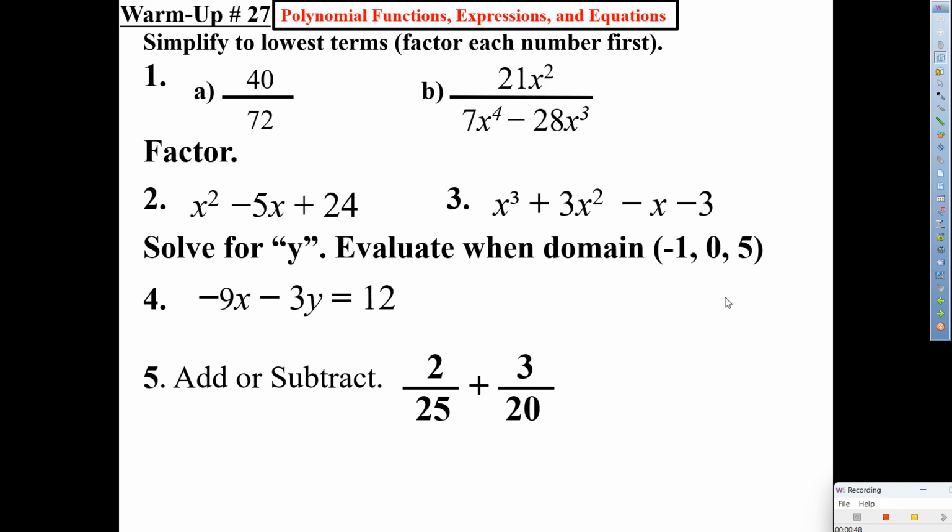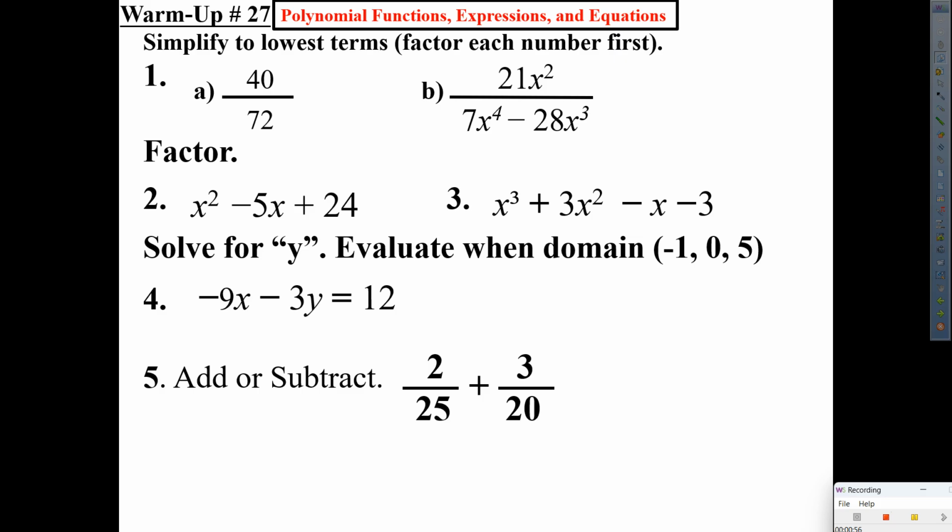Good. So once again, warm-up number 27. And if you notice, there's a couple of things that I'm bringing in already because we're moving on. Let's go, Mario. Number one, 1A and B, says simplify to lowest terms. Just copy that. I'm going to go over it. Number two, factor. Number three, factor. You should know how to do those by now.